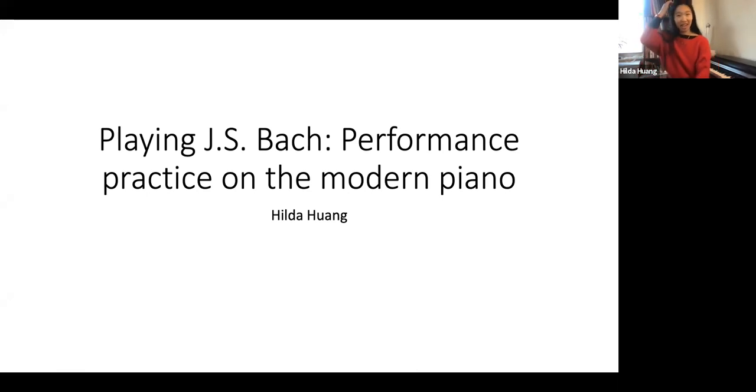My talk today, I've called it Performance Practice on the Modern Piano. My interest is in understanding how our modern performance of Bach on the modern piano fits into all these different contemporary trends and expectations for understanding the music of Bach. I'm really interested in Bach's composition as a craft. I think of it almost like a language.